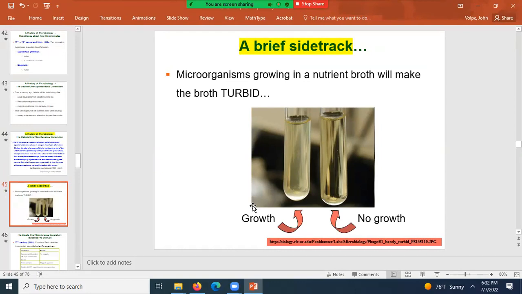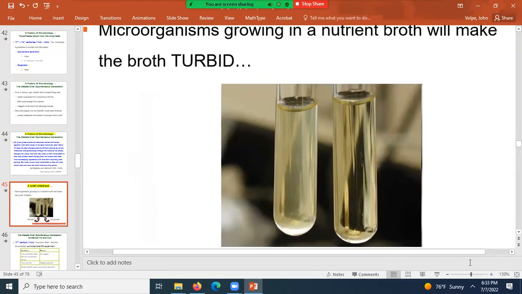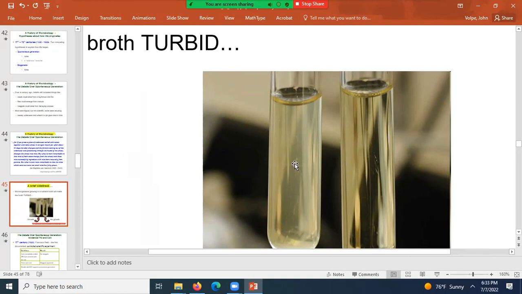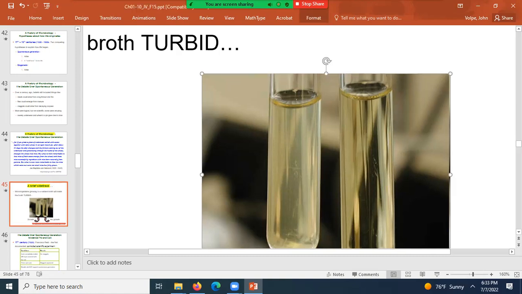Let's take a brief sidetrack about this. It's important for talking about spontaneous generation. When we have a test tube with media in it and it's clear, that means there's no microbes growing in it. But if it's cloudy, and that's not very clear, let me see if I can blow that up even further. There, maybe you can see that's cloudy. It's because there are microbes growing in it, causing it to be turbulent or cloudy, as opposed to that, which is clear, at least right here.